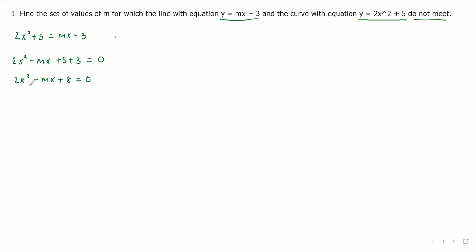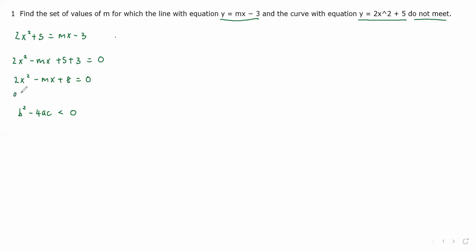Now this quadratic has three possible solutions. Either this quadratic has no real solution, one solution, or two solutions. Since the line does not intersect the curve, the discriminant b squared minus 4ac must be less than 0. For no point of intersection, the quadratic equation has no solution. The discriminant must be negative.